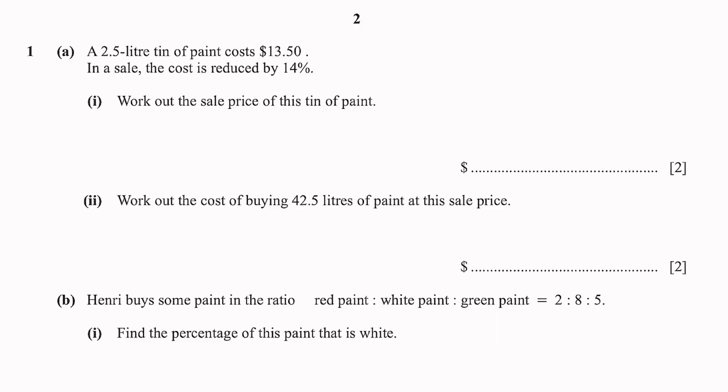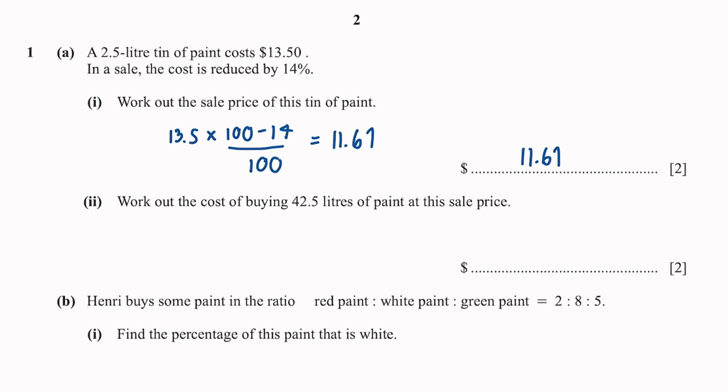Question 1. A 2.5 liter tin of paint costs $13.5. In a sale, the cost is reduced by 14%. Work out the sale price of this tin of paint. So the original price of it is $13.5 and it is reduced by 14%. Therefore, multiply by 100 minus 14 over 100. You will get 11.61. This is your answer.